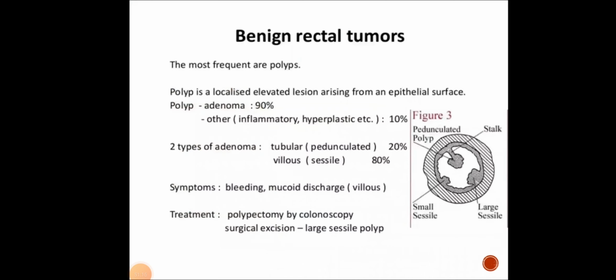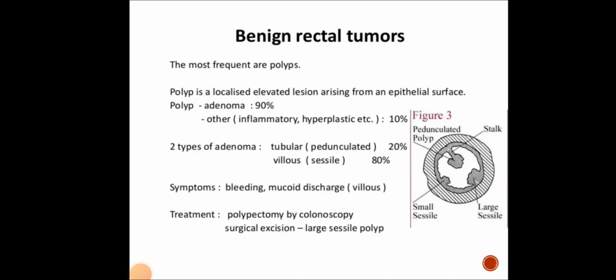Then it is about the neoplasms of the rectum and anal canal. The most frequent tumors are polyps. A polyp is a localized elevated lesion arising from an epithelial surface. 90% are adenomas, and the other 10% can be inflammatory, hyperplastic, etc. Two types of adenoma are described: tubular, which is pedunculated, and villous, which is sessile. That is 80% and 20%: tubular is 80%, villous is 20%.